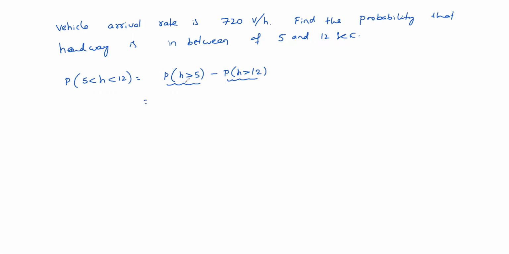So now h greater than 5 means e power minus lambda into 5, minus e power minus lambda into 12, that equals e power minus 720 by 3600 into 5 minus e power minus 720 by 3600 into 12. Okay, how much? 0.277.